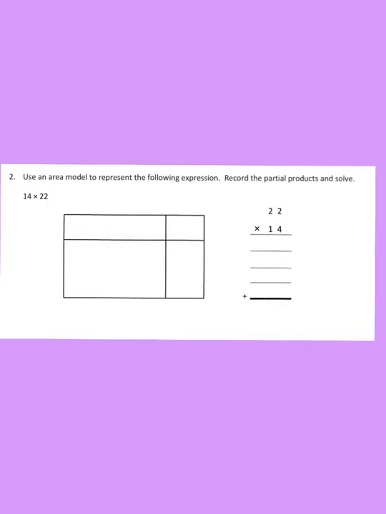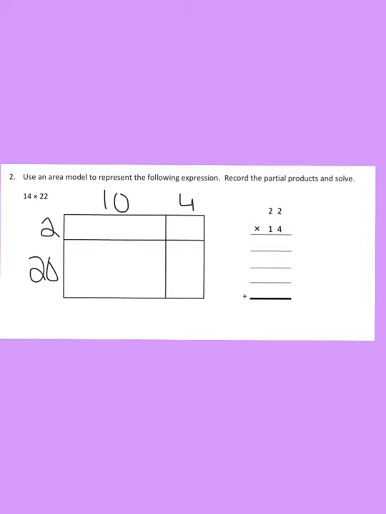This next problem is very similar to the last one. We're using an area model to represent the following expression, and then we're going to record the partial products and solve. So the expression this time is 14 times 22. So when we look at our area model, we see the biggest square we're obviously going to represent as the 20, making this little square the 2. And then on the top, this is going to be 10, and this is going to be 4.